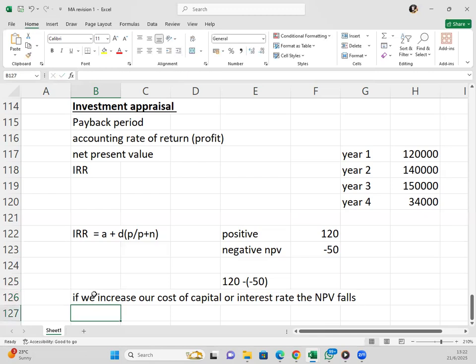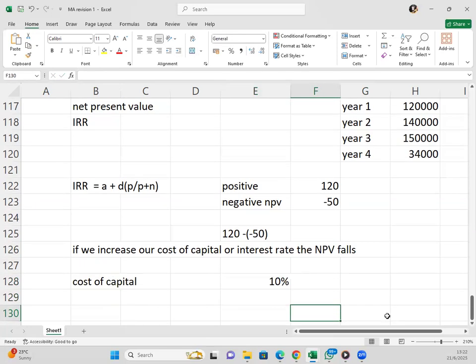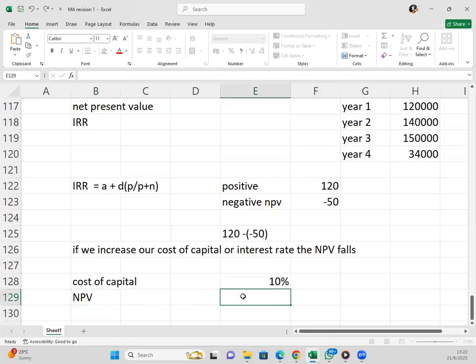From the question, we are told if the cost of capital is 10%, then our NPV was said to be, was it 50? I think it was 50, yes. Then if we increase the cost of capital by 1%, the NPV falls by 20.